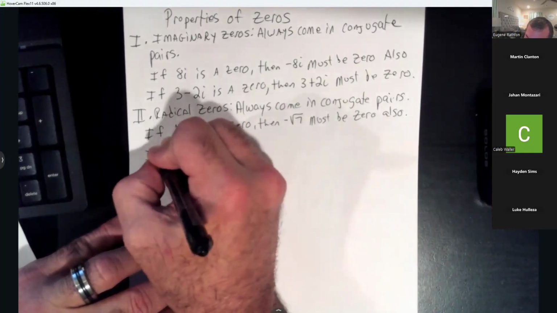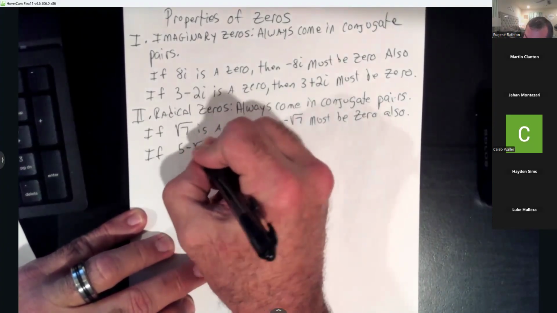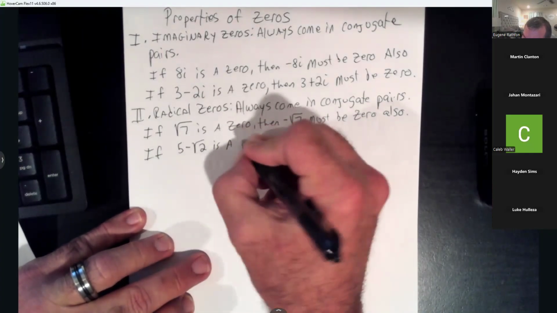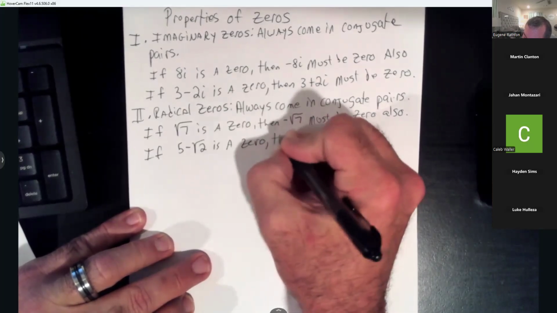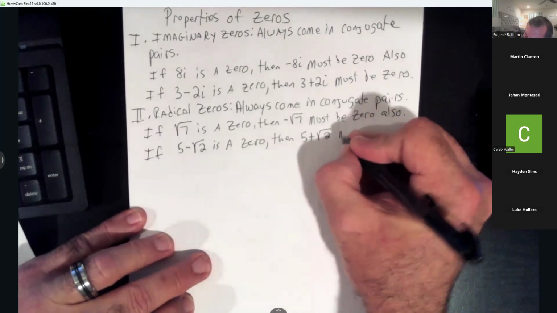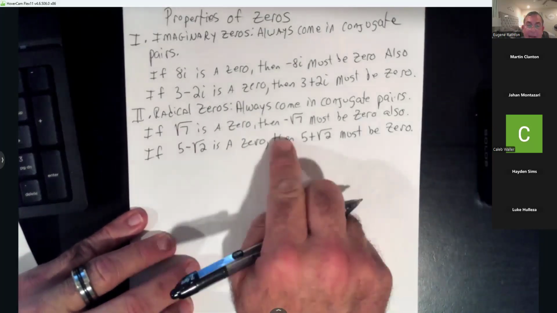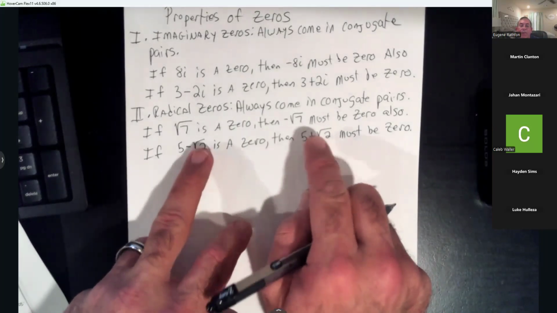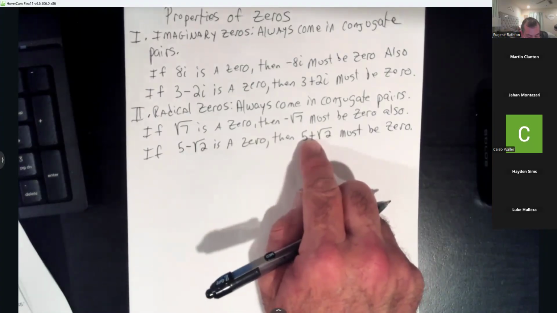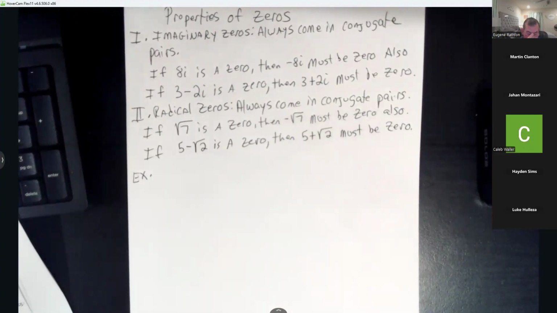And y'all, sometimes those could even look different. I could have something like 5 minus square root of 2. So if a 5 minus square root of 2 is a zero, then 5 plus square root of 2 must be a zero also. Notice the 5 didn't change, just the stuff in front of the square root, okay? So 5, 6, and 7 deal with that. So this would be like 5.